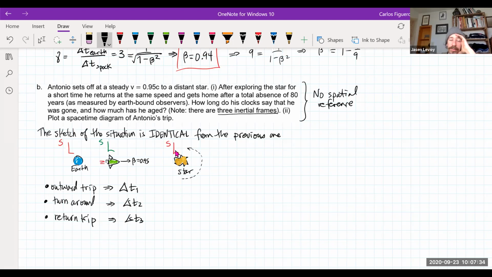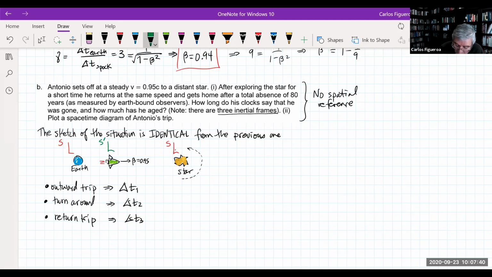Carlos, for your notes, the S prime frame in the middle is missing a prime. Thank you. So when I look at this, if I'm really being technically correct, there is a total time for the trip, and it must be these ones right here.